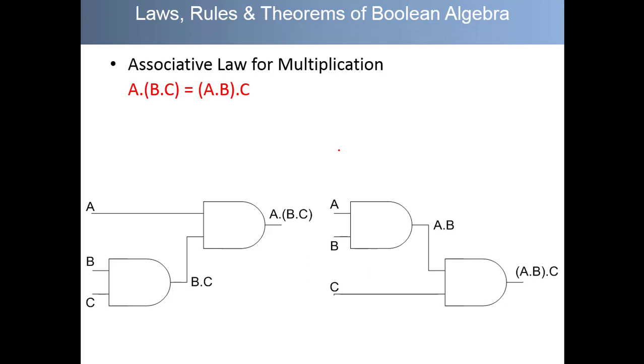The associative law of multiplication also operates in the same manner, with the exception that the OR operation is replaced by AND operation. If A and B and C are three binary variables, then A and bracket B and C is equal to bracket A and B bracket and C. It means if we first take the logical AND of B and C and then perform an AND operation with A, the result is similar to the one when we first take the logical AND of A and B and then perform an AND operation on its result along with C.